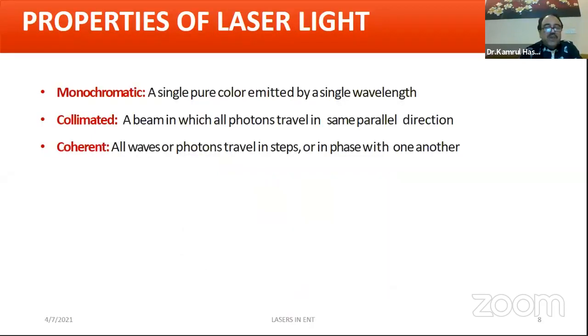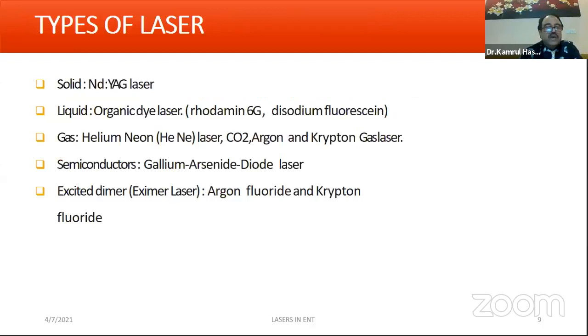What are the properties of laser? It is monochromatic, that is, single wavelength. It is collimated, running in a parallel direction. It is coherent. All waves or photons travel in step or in phase with one another. What are the types of laser? This is solid, liquid, gas, semiconductor, excited dimers. So solid is YAG laser, liquid, carbon dioxide laser, gas, helium lasers, and others, the diode lasers.